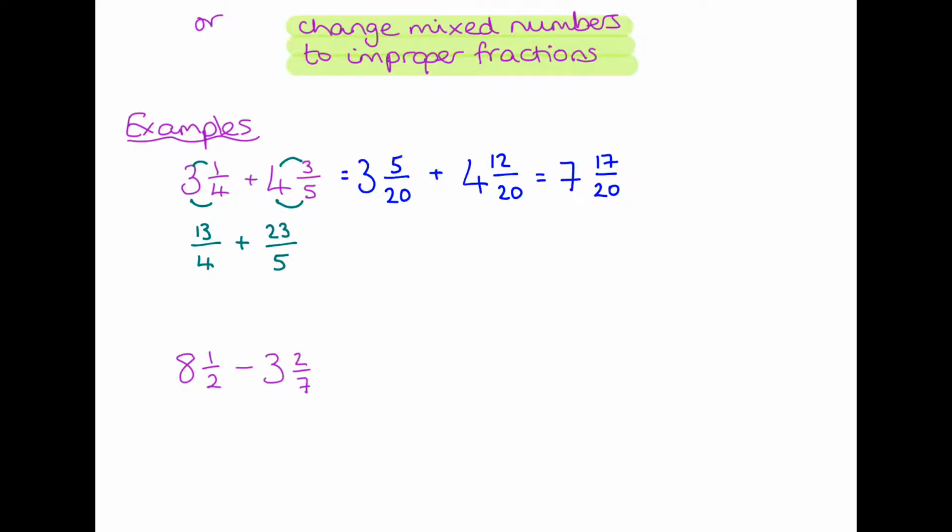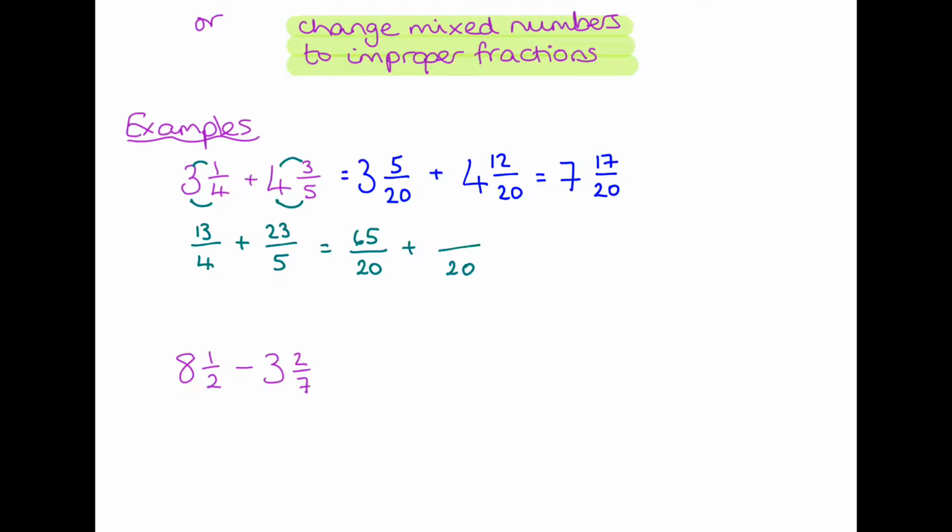Okay, so we've got 13 over 4, add 23 over 5. So now we need to create our equivalent fractions. And like we've already talked about in this question, the common denominator for 4 and 5 is 20. Okay, so 4 has been multiplied by 5 to give us 20. So we need to do 13 times 5 on the top here. So 13 times 5 is 65.